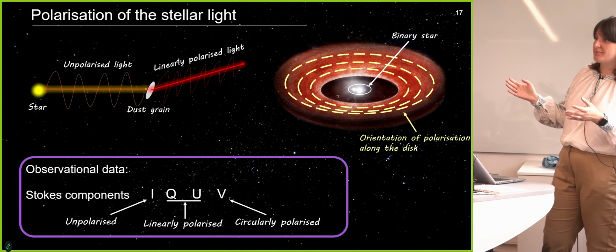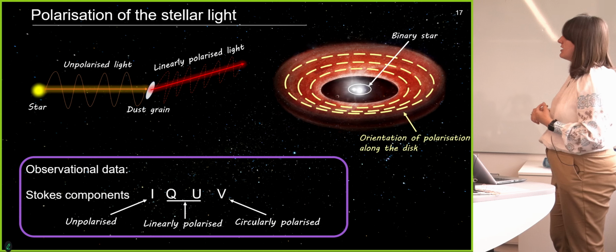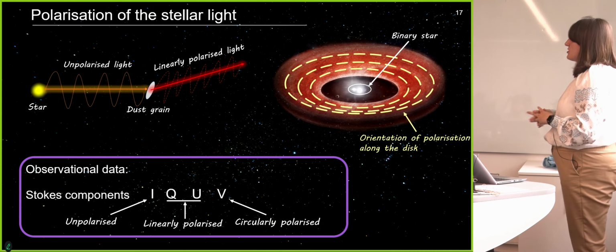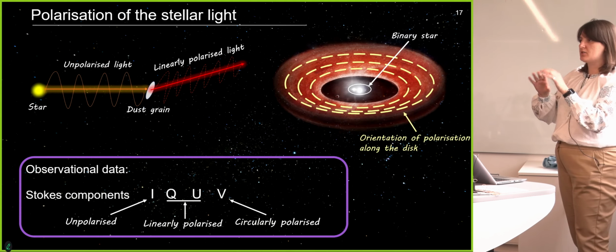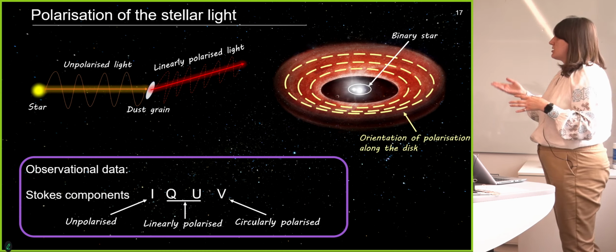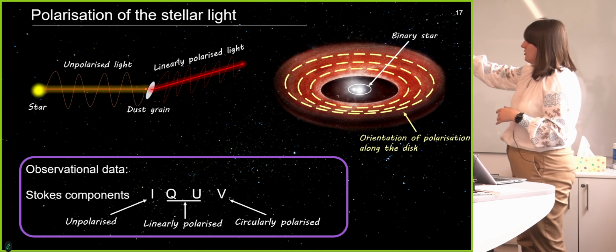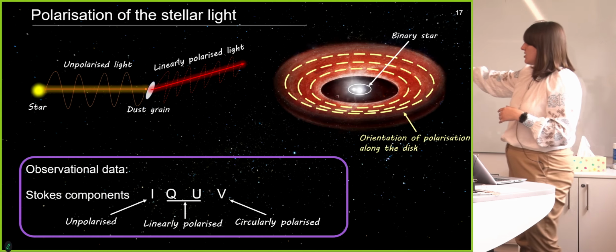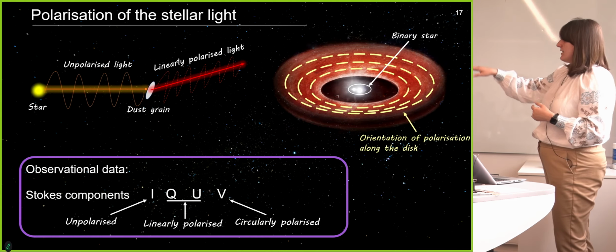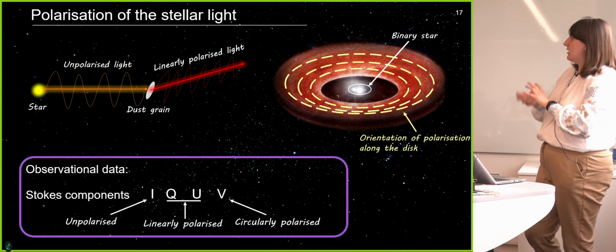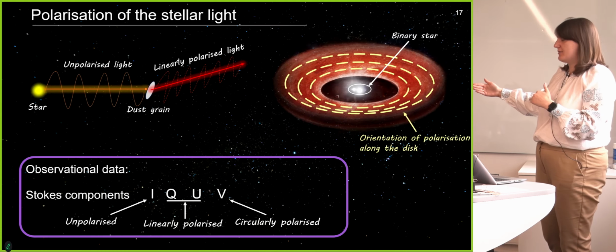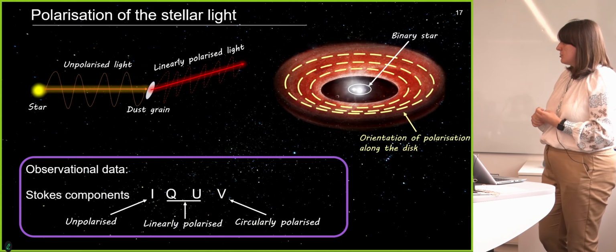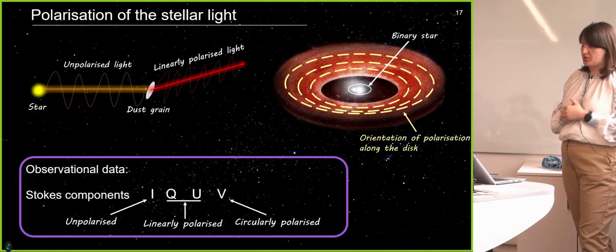So from the observations, we obtain the Stokes components of the polarization vector. Here I is the unpolarized intensity, so it's just total light, which is fully dominated mostly by the post-AGB star. Q and U are linearly polarized intensities, and V is circularly polarized light. Using the linearly polarized intensities, we can calculate the intensity that is azimuthally polarized and filter out everything else, which we mostly assume to be noise or some interstellar polarization on the way.